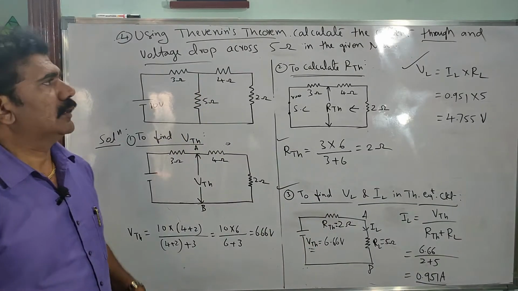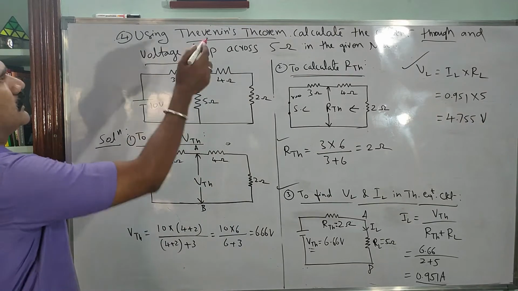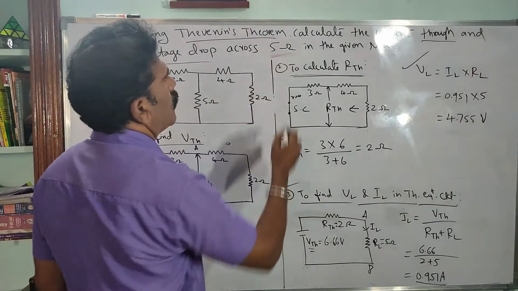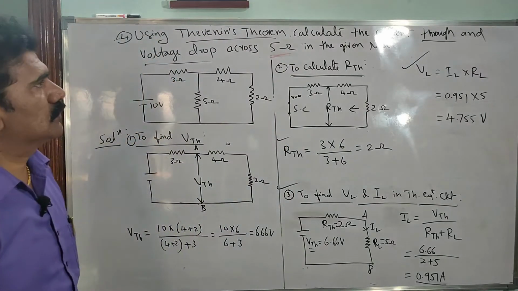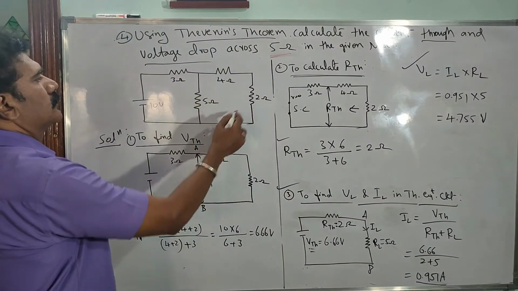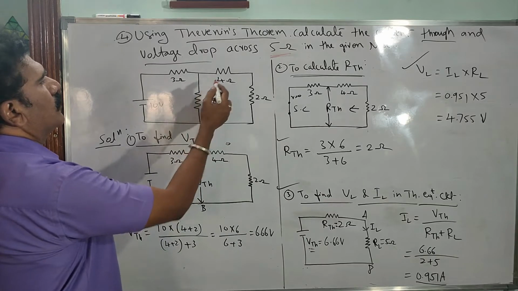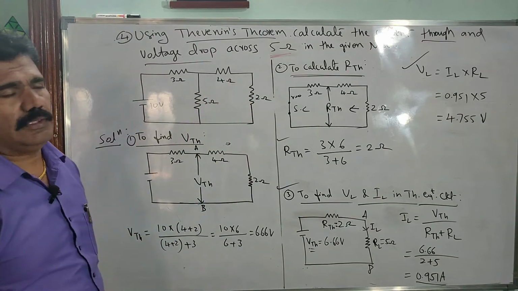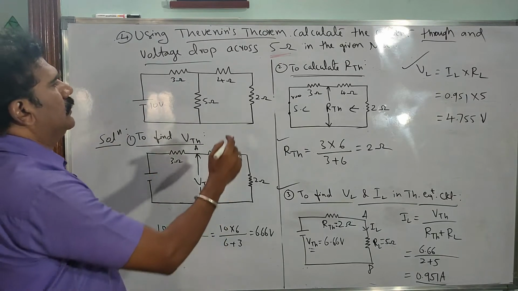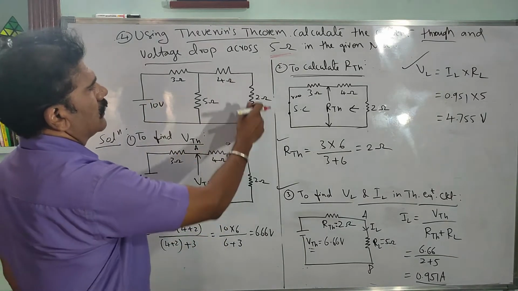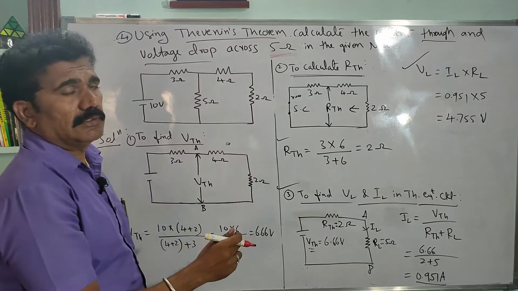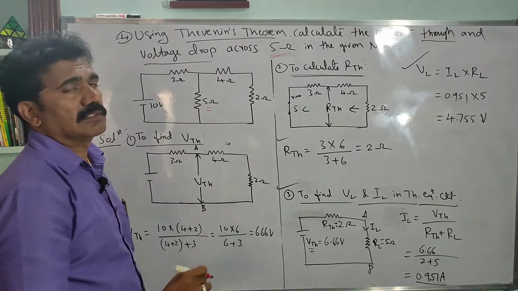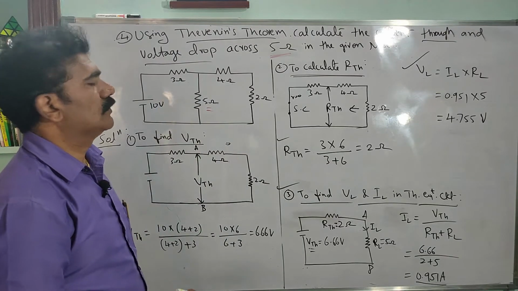Okay, take down the next problem. Again using Thevenin's theorem, calculate the current through and voltage drop across the 5 ohms in the given network. Now just look at the given network. We have the resistors 3, 4, 5 and 2 ohms here, right? With one voltage source, that is 10 volts. In the previous problem the resistor was here, to calculate the current and voltage. That resistor is now this one, 5 ohms. The given 5 ohm is the load resistor for you.